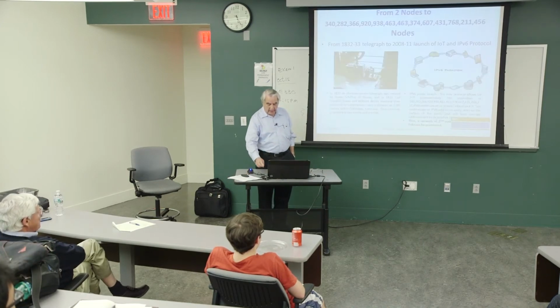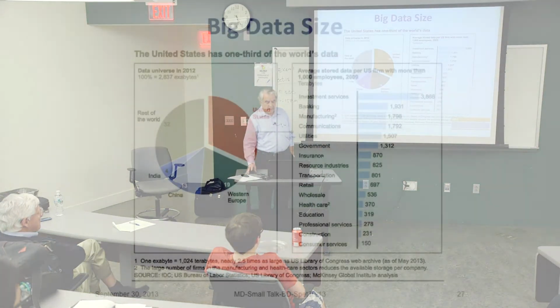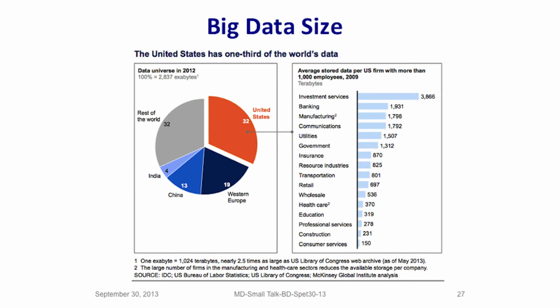And then McKinsey says in 2012, there were 2,836 exabytes of data. And here I say, what does 1 exabyte mean? Equal to 2.5 times the size of the US library. I mean, they say it, I don't say it.